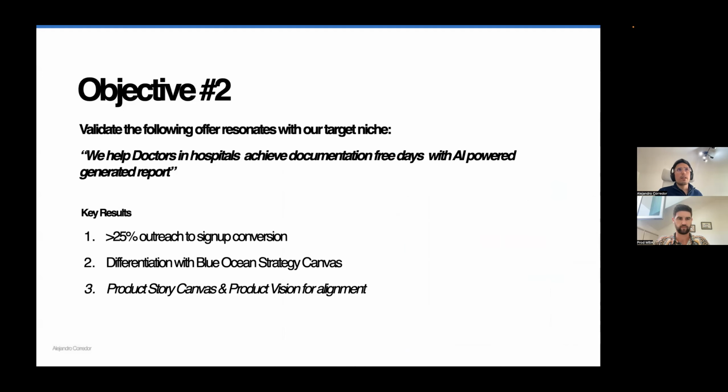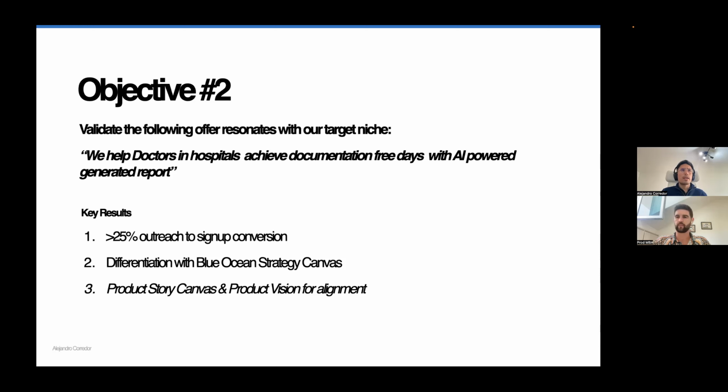After having all this information, we decided to validate the offer that we decided to focus on with our target niche. The offer that we put together was to help doctors in hospitals achieve documentation in 3 days with AI-powered generated reports. Thanks to my background in software engineering and working with greenfield technologies, we are aware that it's possible to summarize and concatenate, in a very logical, grammatically correct manner, reports based on the right input.